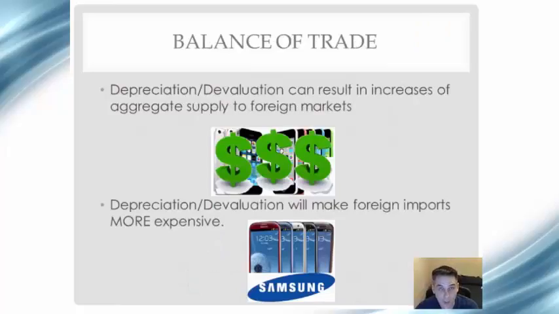Balance of trade. So how to balance this increasing and decreasing of the money's value. Well, depreciation and devaluation is not always a bad thing. It can result in increases in aggregate supply to foreign markets, because if our dollar's value drops, that means our goods that we make and sell to others, our exports, actually get cheaper to them, so they're going to buy more. So we can actually make profit in times of depreciation, because we don't really have devaluation anymore.